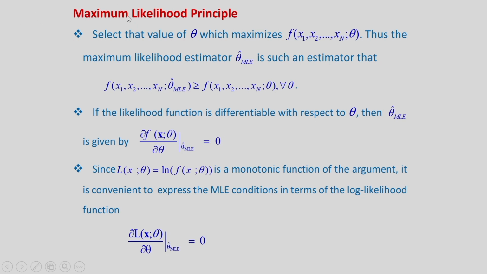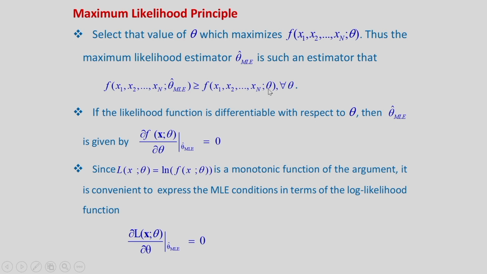Now, we will state the maximum likelihood principle. According to this principle, select that value of theta which maximizes the likelihood function. Thus, the maximum likelihood estimator, we will denote it by theta hat MLE, is such an estimator that the likelihood at theta hat MLE is greater than or equal to the likelihood at any theta. This is true for all theta. Therefore, this is the maximum likelihood principle, that the likelihood of theta hat MLE is greater than or equal to the likelihood of any other theta.